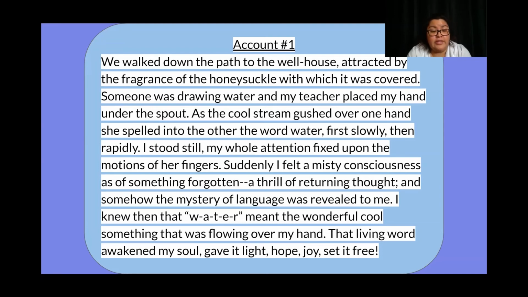I knew then that water meant the wonderful, cool something that was flowing over my hand. That living word awakened my soul, gave it light, hope, joy, set it free. All right, if you want to hit pause and reread that, look for your clue words to decide your point of view, and then from there, decide if it's your first-hand account or second-hand account, right?